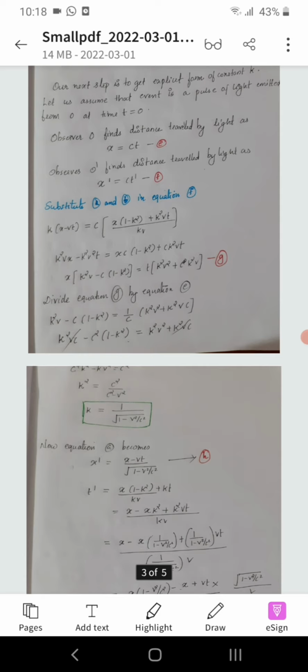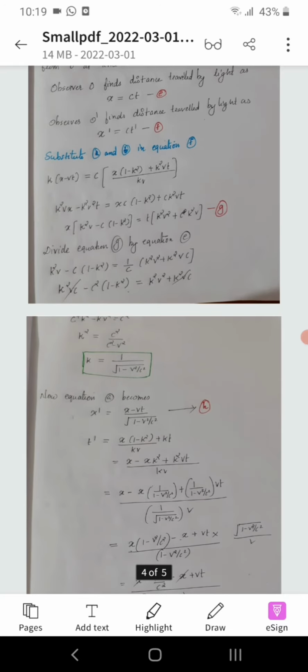k square vc minus c square into 1 minus k square is equal to k square v square plus k square vc. k square vc on both sides can be cancelled. So from that we will get k is equal to 1 by root of 1 minus v square by c square. This is how we got the value of k.